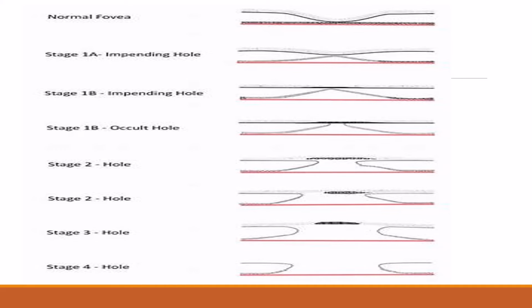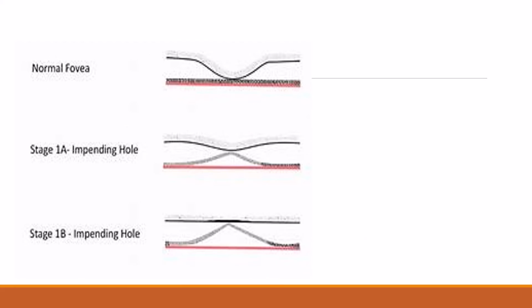Now, if you have seen any illustrations from Gass, you would have come across this diagram. So this can be quite confusing. However, let us have a look at it one by one. Gass gave his classification just based on biomicroscopy because OCT was not available at that time.